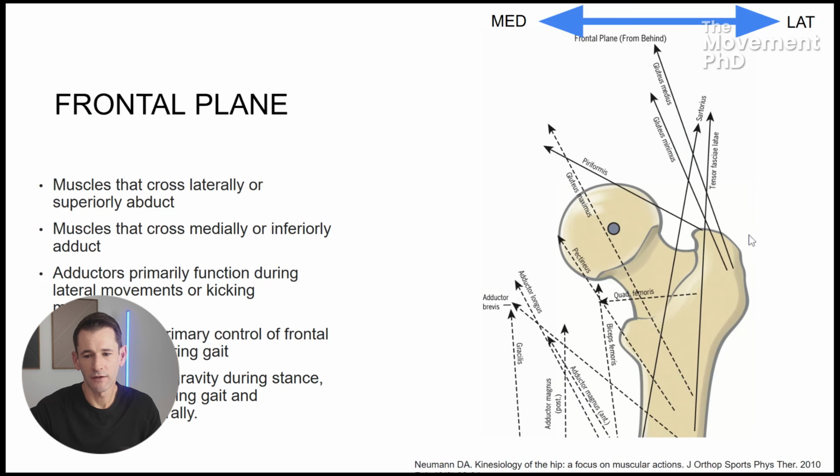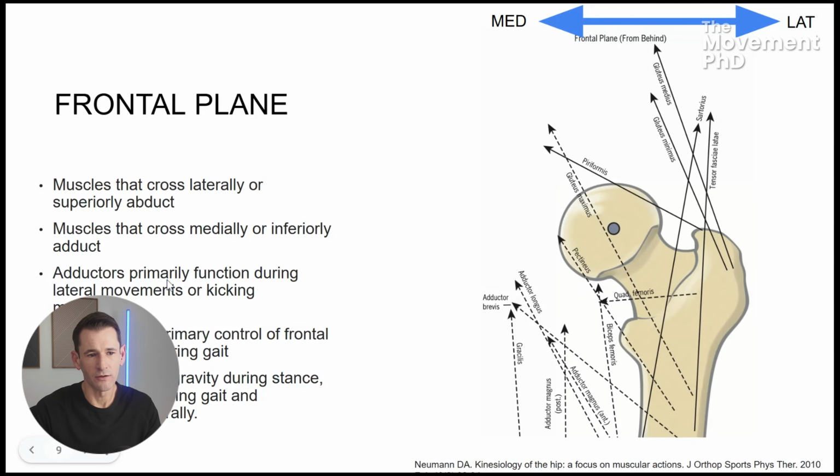So this graph here shows some of our primary abductors: glute med, glute min, TFL, and piriformis, which in some parts of its range is an abductor. Muscles like adductor longus and adductor magnus are your primary adductors. Also your biceps femoris has a little bit of a moment arm for adduction. Adductors are not as functional in the frontal plane. There are some lateral movements where adduction is important.